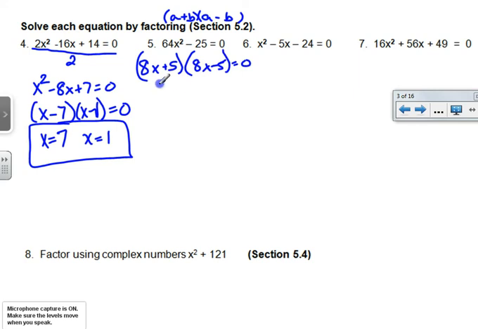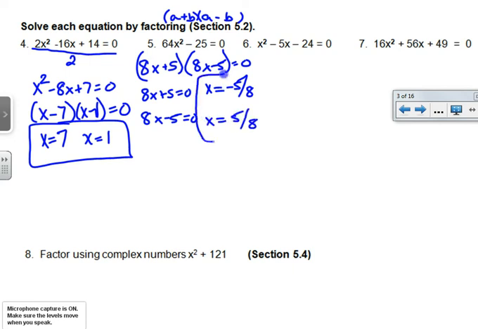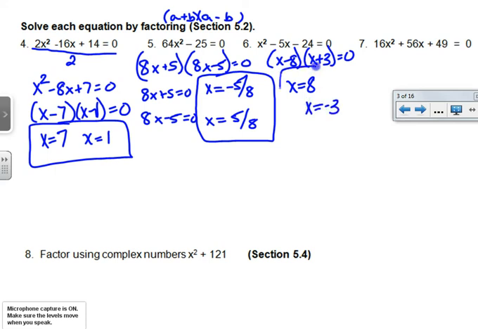Now remember, we're still solving, so if I set this equal to 0 and solved, and I did the same for 8x minus 5, I would subtract 5 in this first one and divide by 8, so I get negative 5/8, and here I would add 5 and divide by 8, so I get positive 5/8. And because it wanted you to solve by factoring, you must employ that method. Okay, number 6 shouldn't be too hard to factor. How about an x minus 8 times an x plus 3? That would add up to negative 5. So when I solve my factors, I get x equals 8 and x equals negative 3.